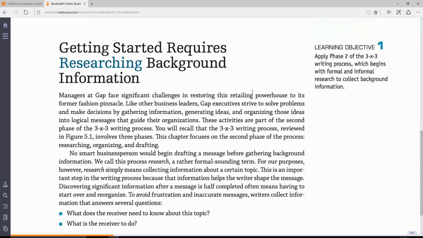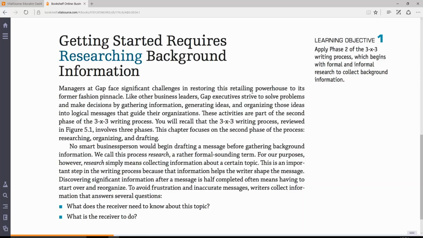Now, getting started requires researching background information, and this is a little different type of research than what you do for research papers. So the learning objective for this one is apply phase 2 of the 3x3 writing process, which begins with formal and informal research to collect background information. So it's still basing this first part on the managers of Gap.